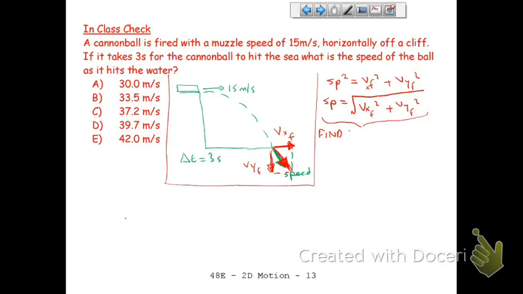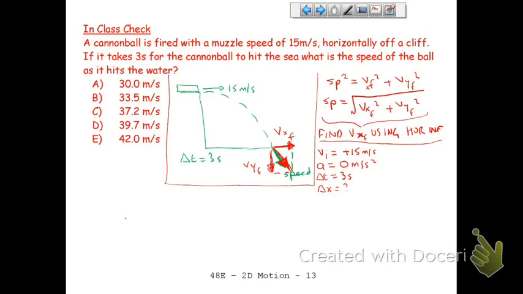Find Vx final using. What am I going to use for that? Vertical or horizontal information? I'm going to use horizontal information. Make my list. Vi horizontally is plus 15 meters per second. A horizontal equals 0 meters per second squared. Delta t is equal to 3 seconds, and I want delta x.